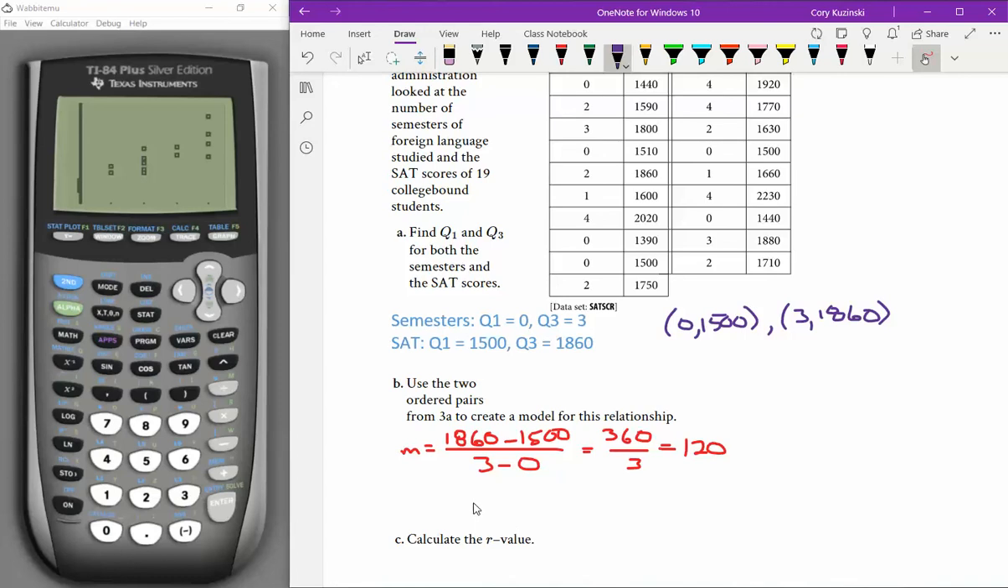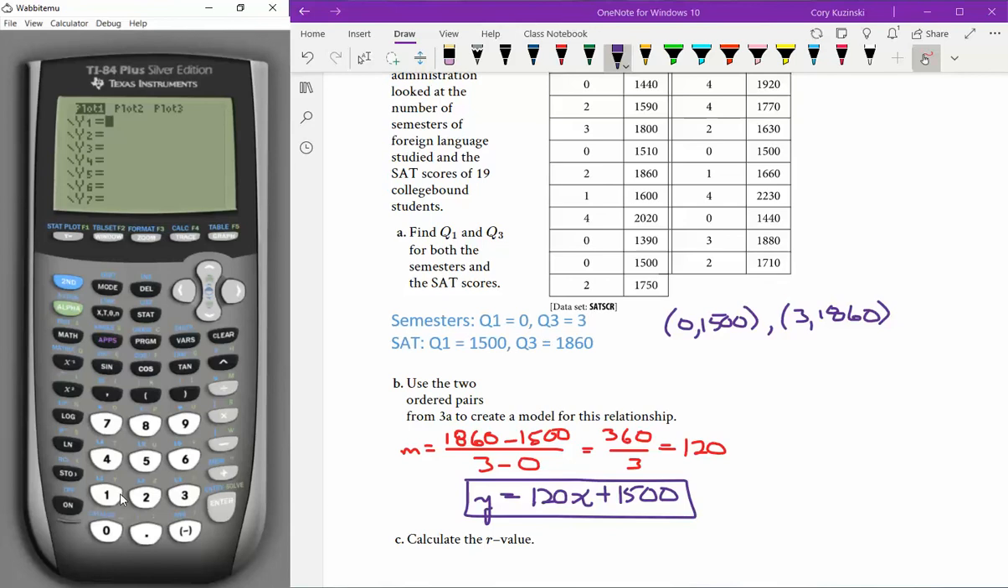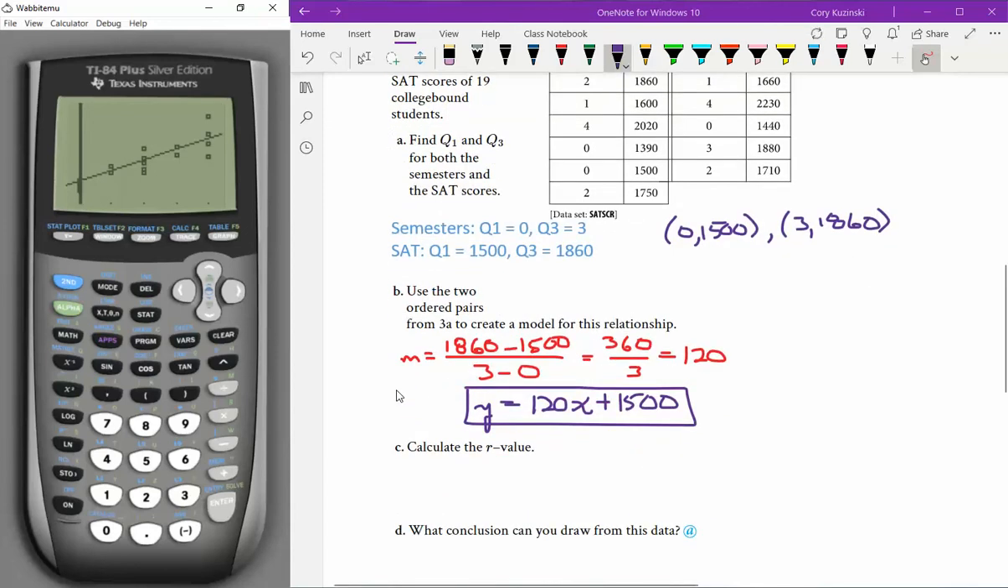I don't know if I believe that. We'll get to that in a second though. So y equals 120 times, well, we got the y-intercept, so how about we just write it in slope-intercept form? 120x plus 1500. Let's graph that, see how it looks. Yeah, it goes right through the middle of them. That's a pretty good model.